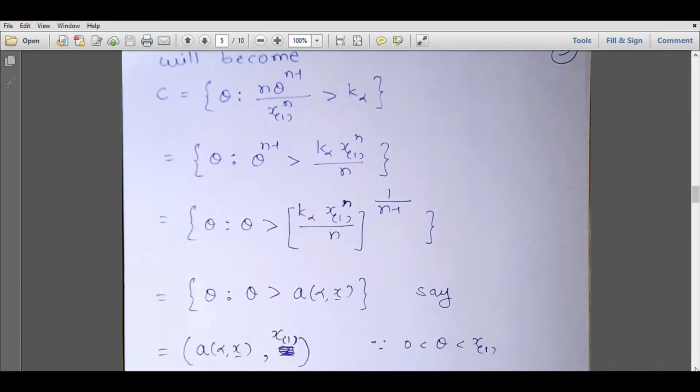So I have an interval which starts with a alpha x, and we should not forget that the upper limit for theta is x ordered 1. Because I am getting only a one-sided interval, automatically the upper limit of the interval will be simply the upper limit of theta, that is x ordered 1. So the interval will be a alpha x to x ordered 1.